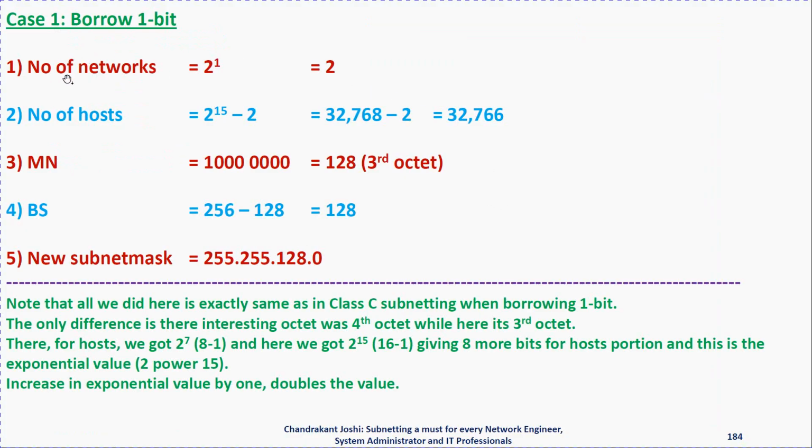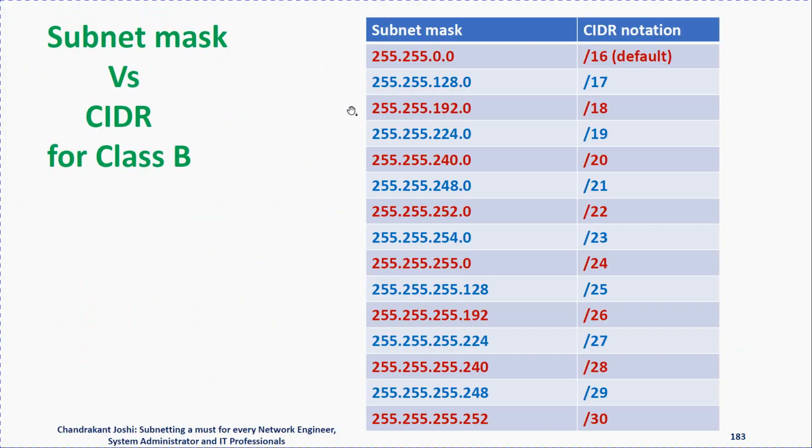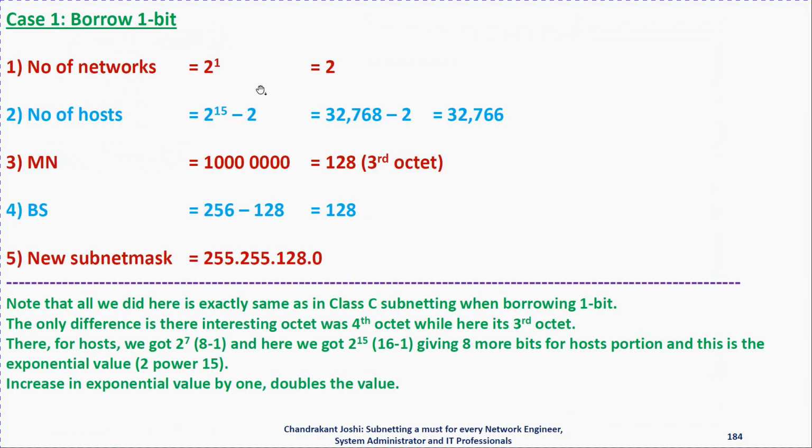The formula is the same. Number of subnets or number of networks is equal to 2 to the power bits borrowed. So in this case, we are looking at what happens when we borrow 1 bit. So we have the same 2 subnets. The number of hosts formula is the same, 2 to the power host bits minus 2. Now in class B, the default is /16. So we have 16 bits for the host portion. So from the 16 bits, 1 bit is borrowed. So 16 minus 1, 15.